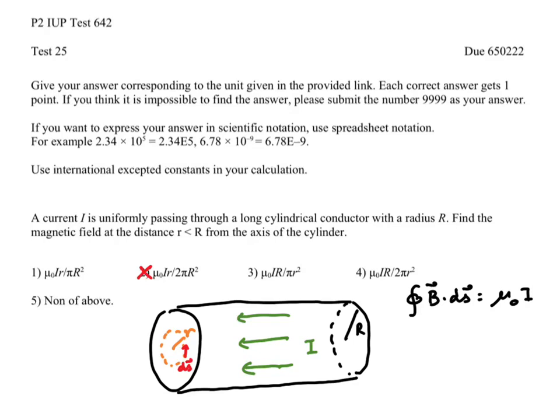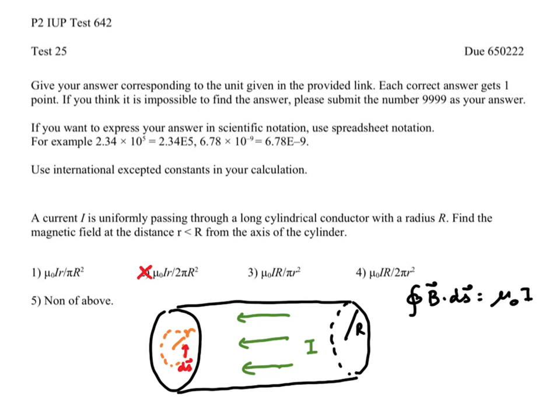Okay, let's see the solution of test 25. The question is, a current I is uniformly passing through a long cylindrical conductor with a radius R. Find the magnetic field at the distance r, which is the small r that is less than the big R, from the axis of the cylinder.